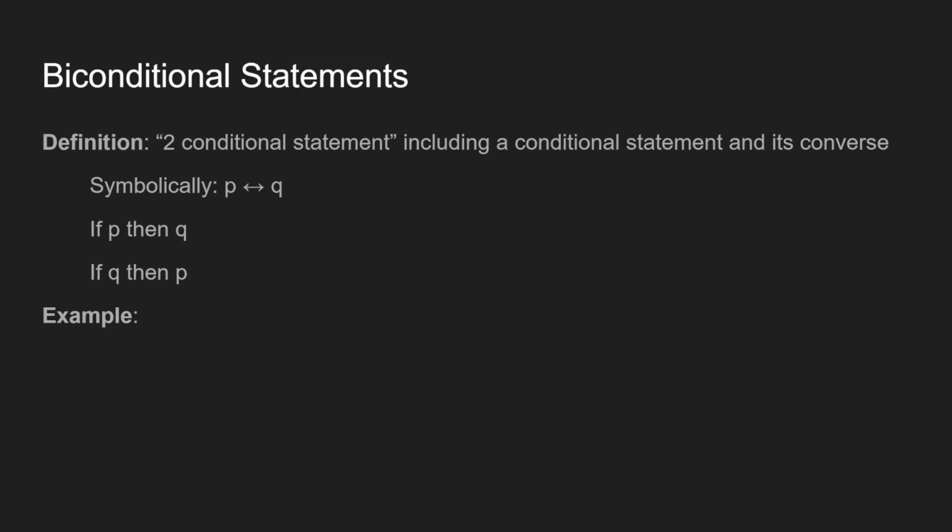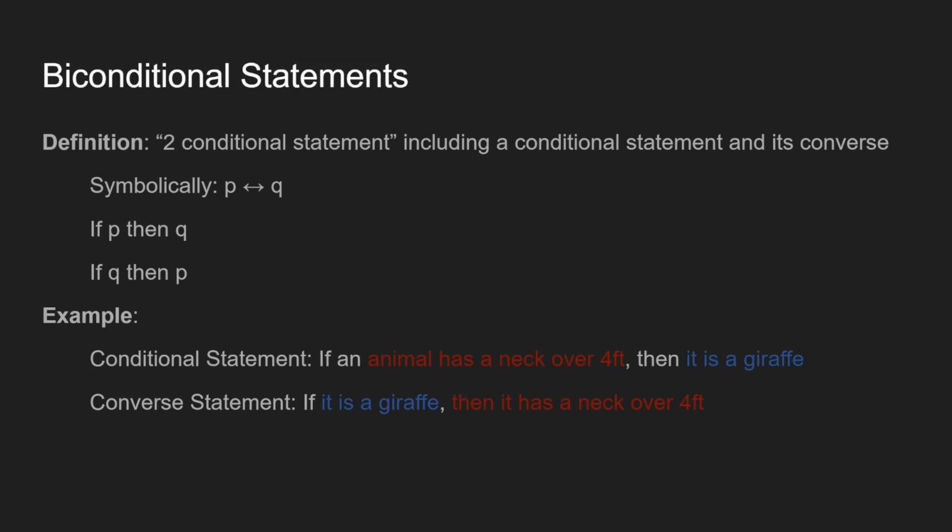Let's give an example. Our conditional statement could be, if an animal has a neck over 4 feet, then it is a giraffe. The converse, by switching the hypothesis and the conclusion, we get, if it is a giraffe, then it has a neck over 4 feet. By combining these 2 statements to make our biconditional statement, we get, an animal has a neck over 4 feet if and only if it is a giraffe.